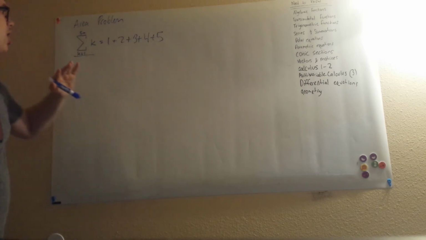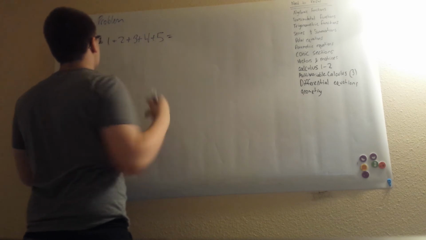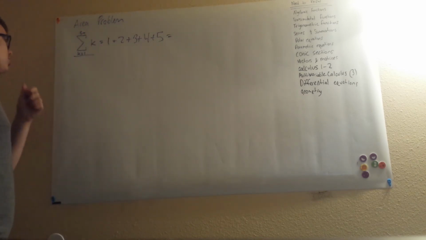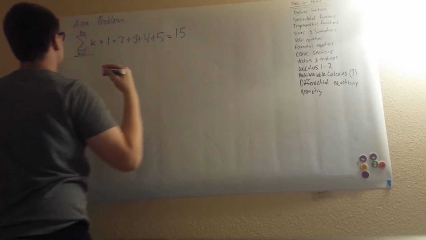But how do we figure out this sum? Well, we just do it. In our heads, we say 1 plus 2 is 3, 3 plus 3 is 6, 6 plus 4 is 10, and then we have 15. Okay, that's great.